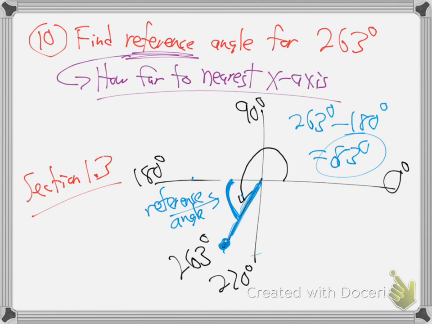Good? If the x-axis is behind it, is it negative? No, always positive. Good question. Reference angle, we always do positive.